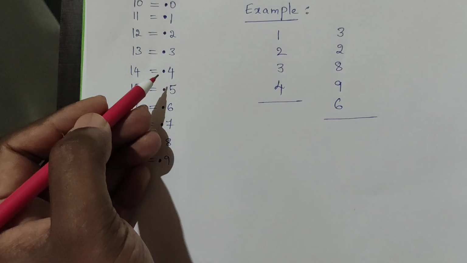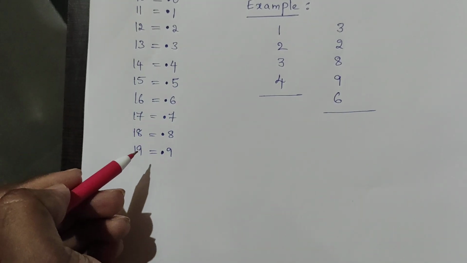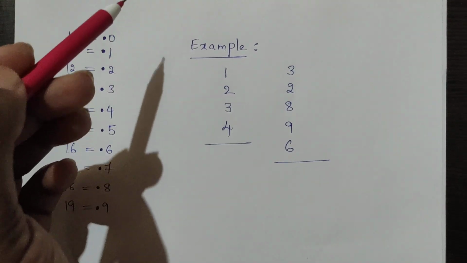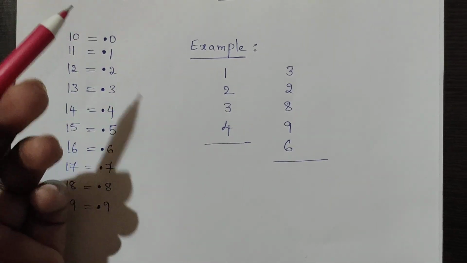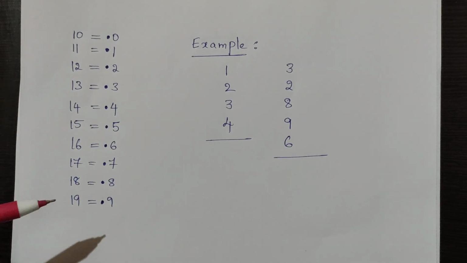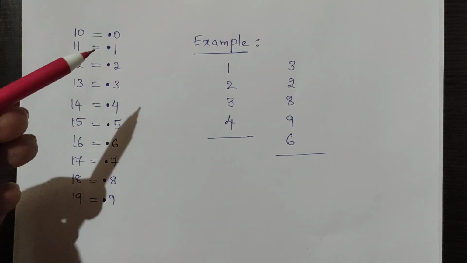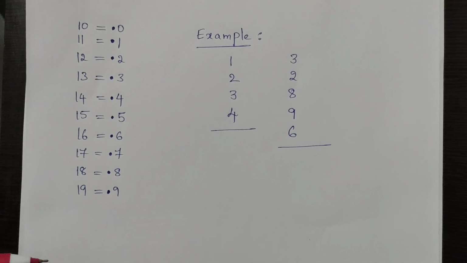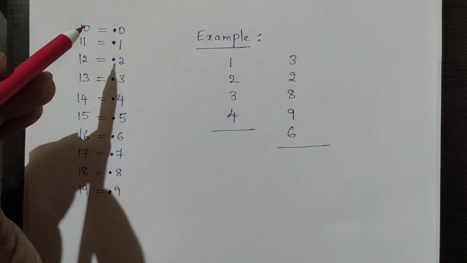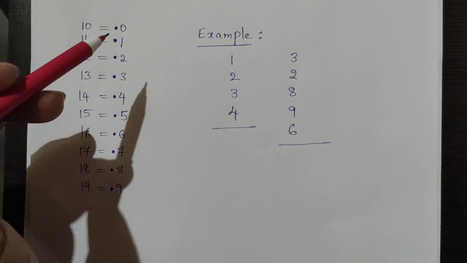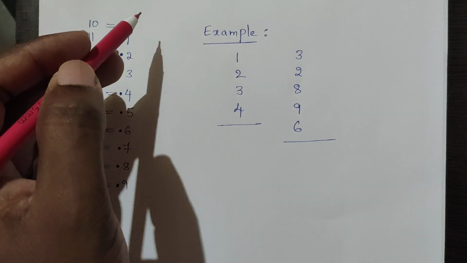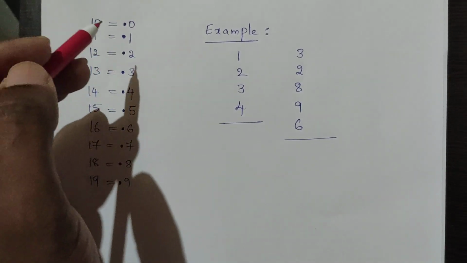14 equals dot 4, like this until 19 equals dot 9. From 1 to 9, I didn't explain here, we should take the normal method of addition. Here we are taking from 10 to 19 only. After 19, that is 20, 21, 22, we cannot take the dots. The main condition is that from 10 to 19 we can take the dots in place of the tens digit. A dot is nothing but 10.